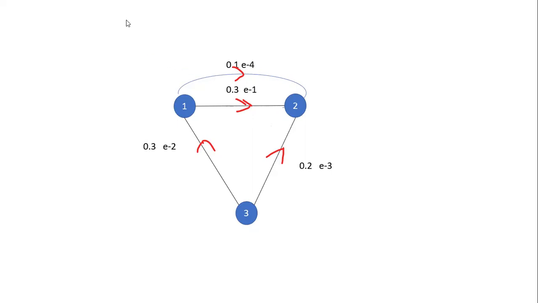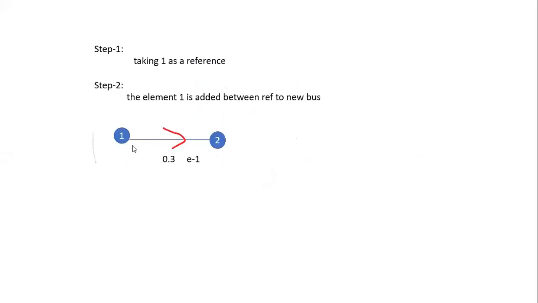Next, we form the Z-bus building algorithm by a step procedure. First, coming to step 1, taking bus 1 as the reference bus. In step 1, the first bus is the reference bus.